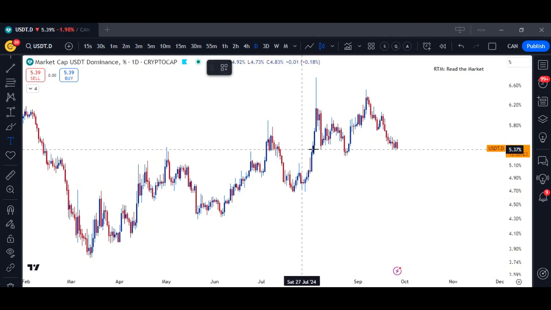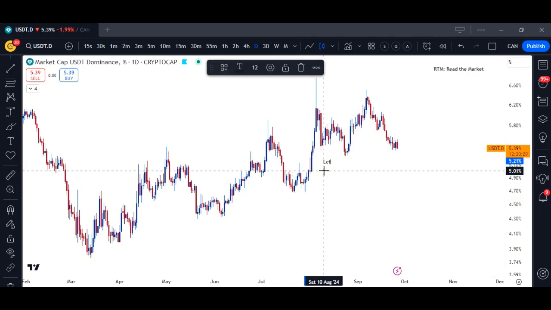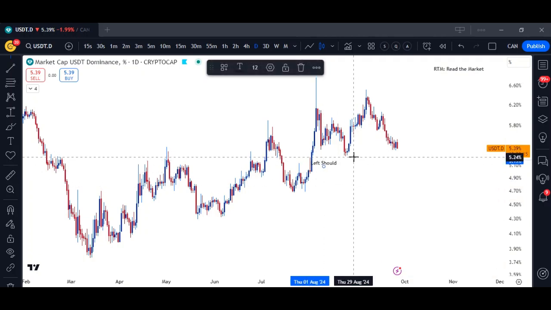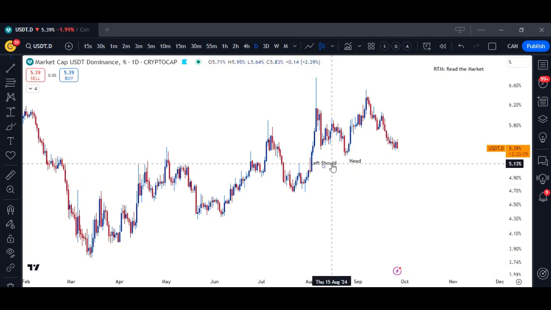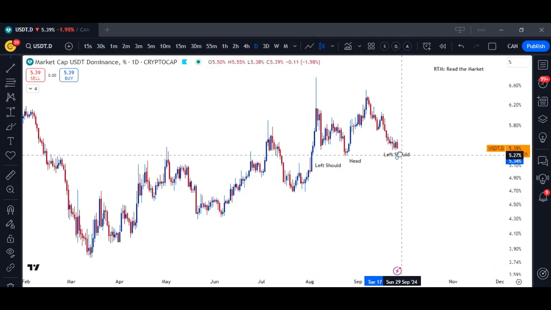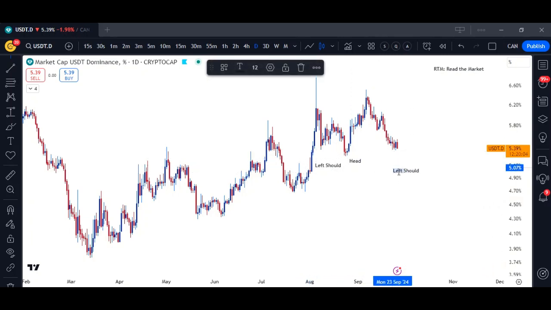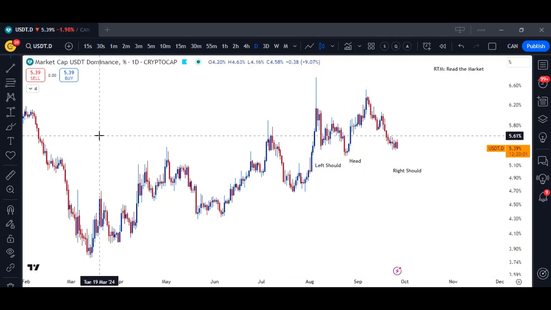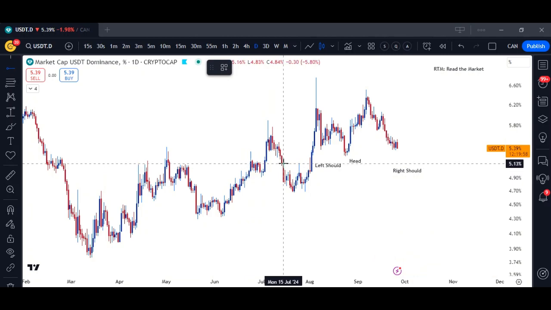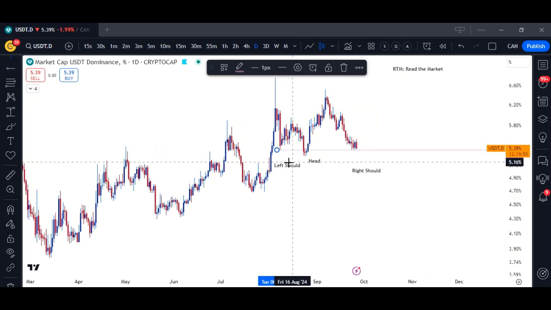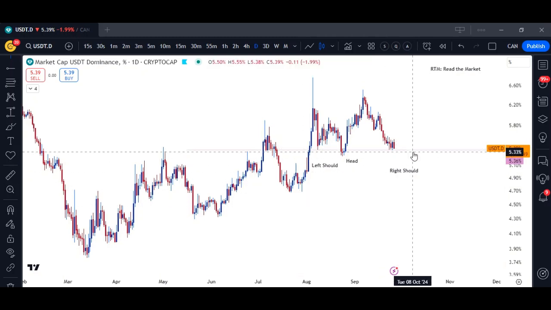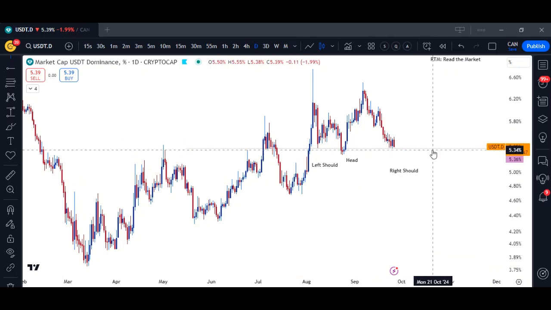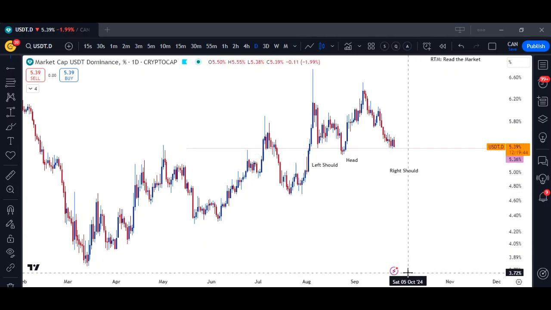For instance, we can say that this is our left shoulder around here, then we have a head and the right shoulder forming around here. Now our focus is going to be on the right shoulder today. Let's see, we can say we have a support around here, and right now this right shoulder is playing a lot of games for us.